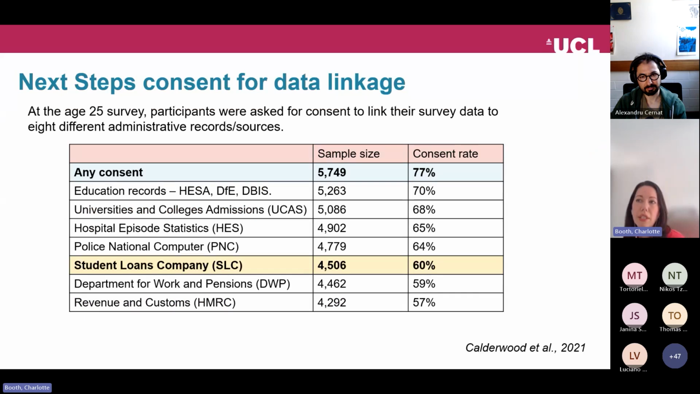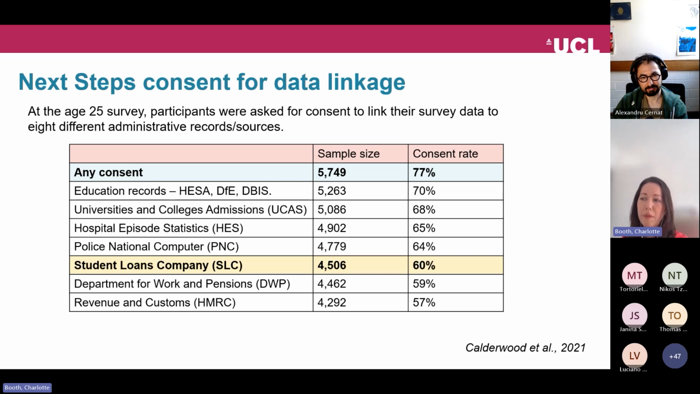As I said, at the age 25 survey, participants were asked for their consent to link their survey data to different administrative records and sources. So of the total sample of 7,770-something, around 77% agreed to at least one form of these data linkages. They could consent to only one of them or whatever they preferred. You can see the student loans company, which is what I'll talk about today, the consent rate was around 60%. And there's a bit of a trend for lower consent rates among potentially more sensitive data, so things like economic records.